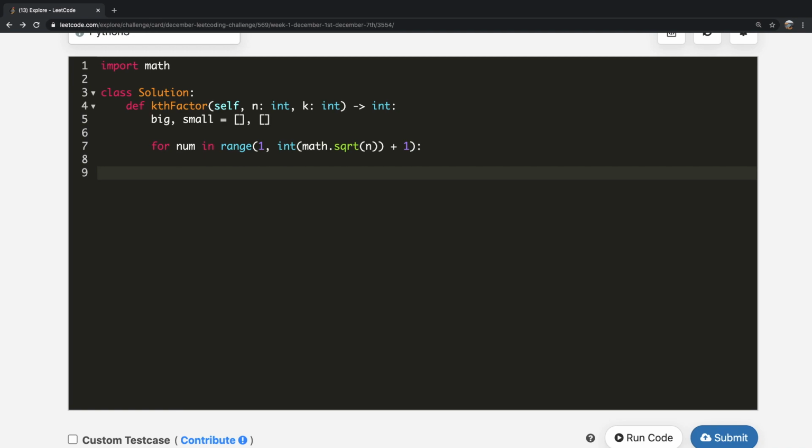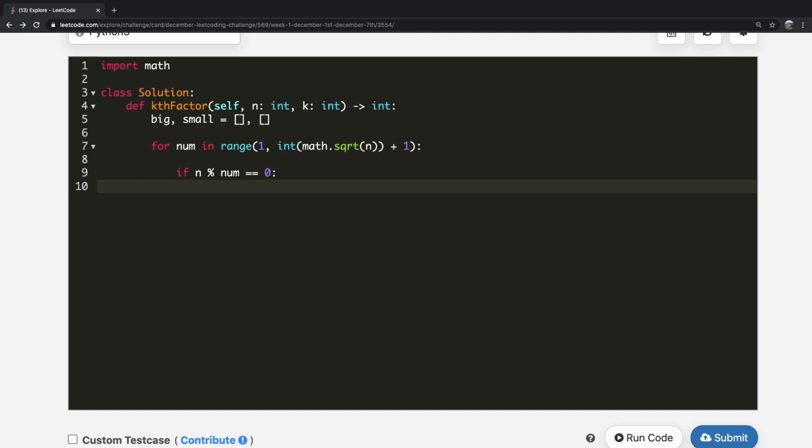And now we want to check if this number is actually a factor or not. To do that, we're going to do if n mod num is equal to 0. And if it is, that means that we do have a valid factor over here.